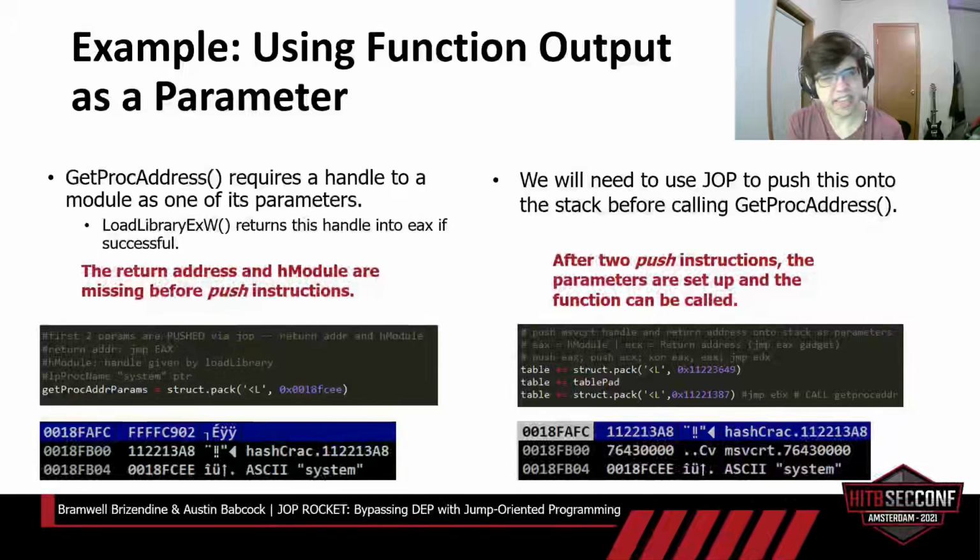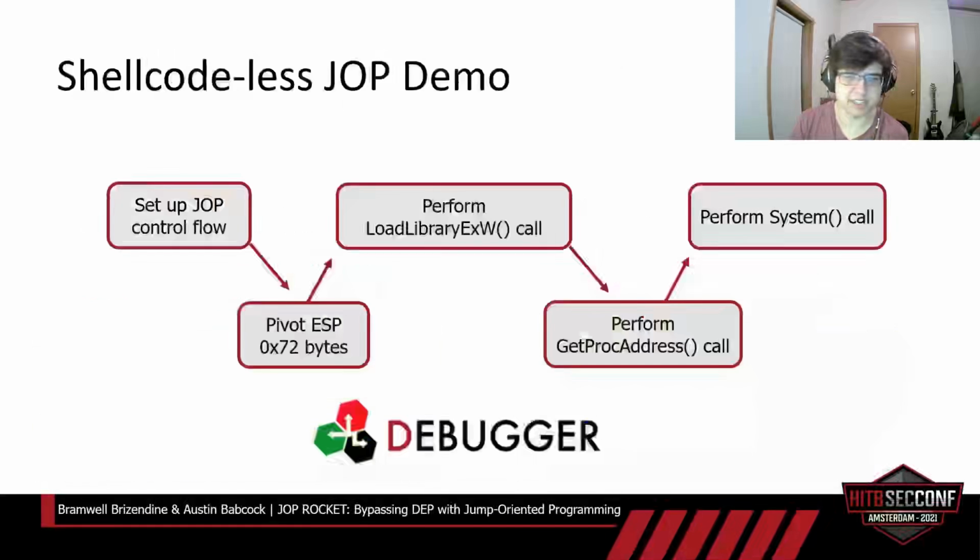One last thing to consider is that if we have output from one function that we're using in another function, here we have LoadLibrary, which returns a handle to msvcrt.dll, and we want to use that handle as one of our parameters for GetProcAddress. So we're going to actually get that handle and then we're going to push it using JOP because we won't know what that value is going to be at the time of writing the exploit. We have to do this at runtime here. So that return value is going to be returned into EAX, and then we can do a push EAX gadget there.